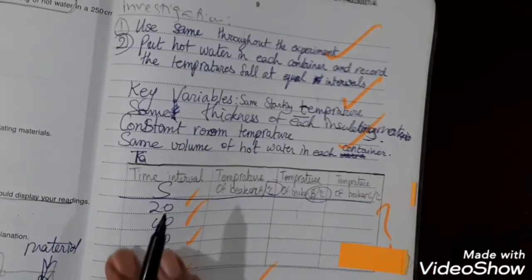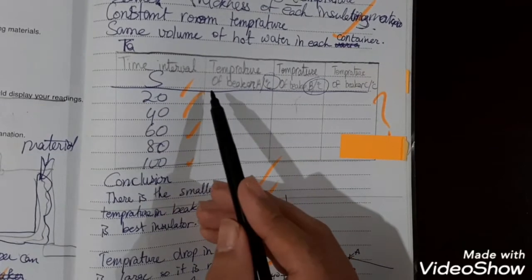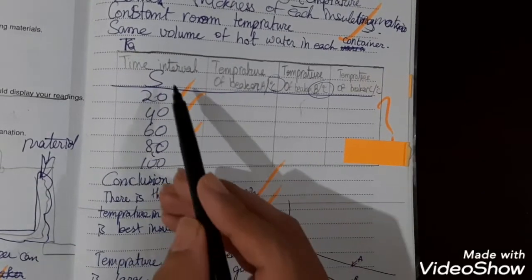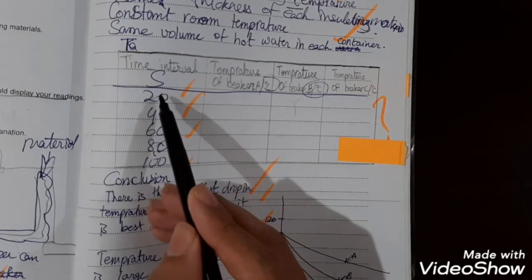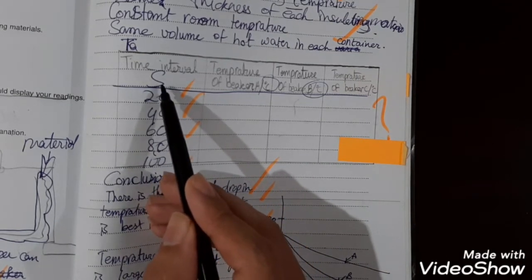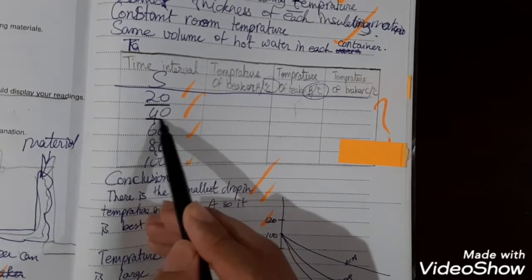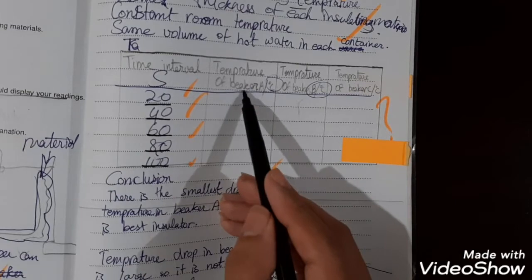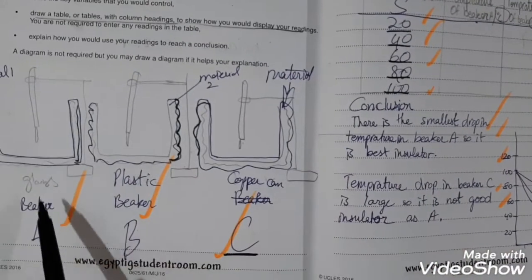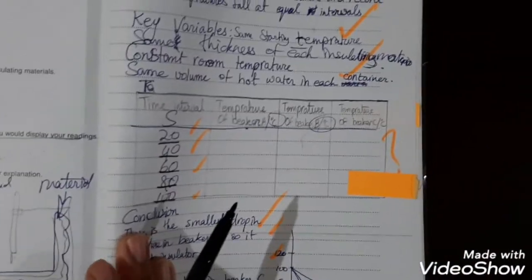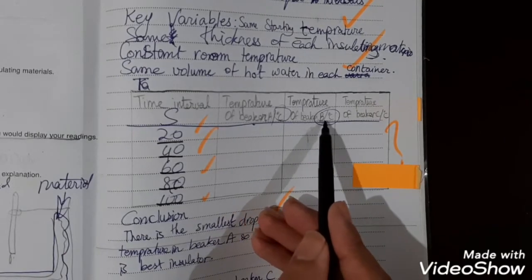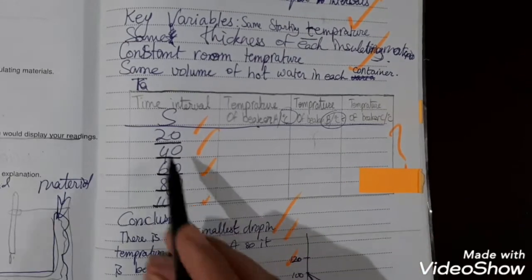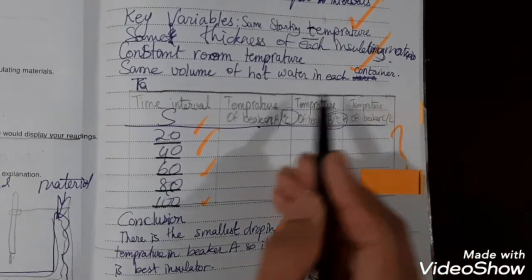Then over here we will draw a table with columns and headings. At each time interval we will record the time in seconds: 20 seconds, 40, 60, 80, and 100 seconds. Then the temperature of beaker A, the temperature of beaker B in degrees Celsius, and the temperature of beaker C in degrees Celsius. And then I will draw a table over here.